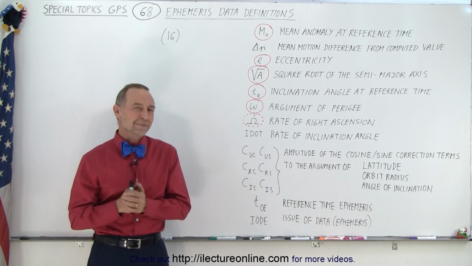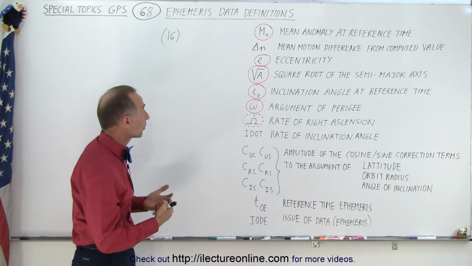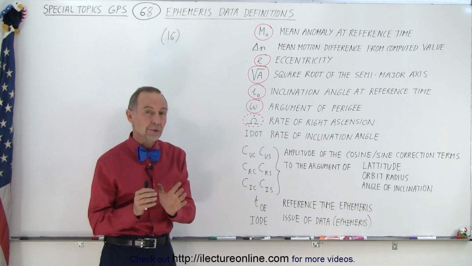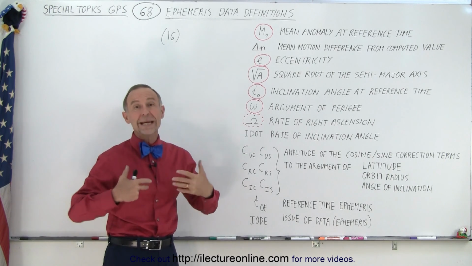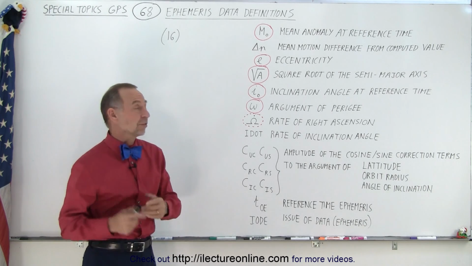Welcome to iLecture. Here we're going to talk about the Ephemeris Parameters. There are 16 of them, and notice that 6 of them are part of that set that we saw in the previous video, which are what we call the Main Orbital Parameters. Let's go over the first 6.